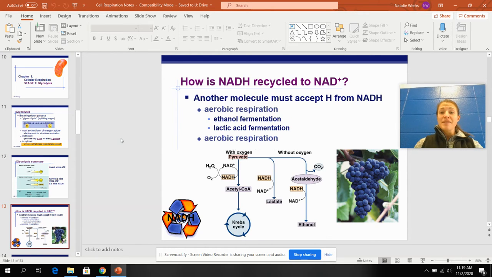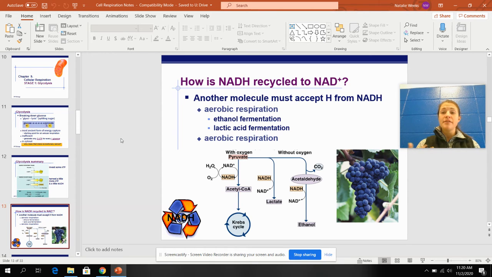So how is the NADH recycled to NAD+? What happens is another molecule has to accept the hydrogen from NADH. In aerobic respiration, and your POGIL does a really good job of outlining this, in glycolysis, NADH gets a hydrogen from the glucose molecule. And then that NADH shuttles, it's like a taxi for hydrogen, it shuttles it to the next process. So we are able then to use that hydrogen to turn a pump. And that's aerobic respiration. However, in anaerobic respiration, we have to make acidic counterparts.